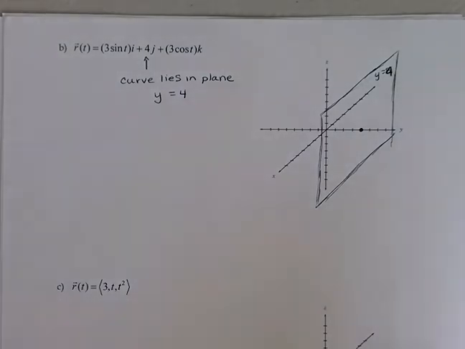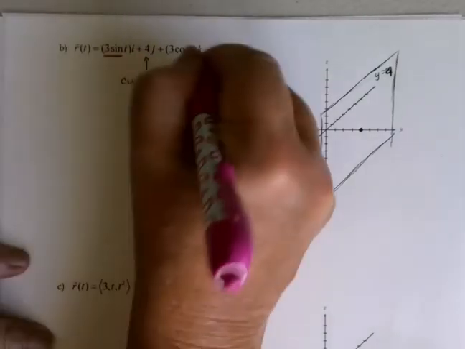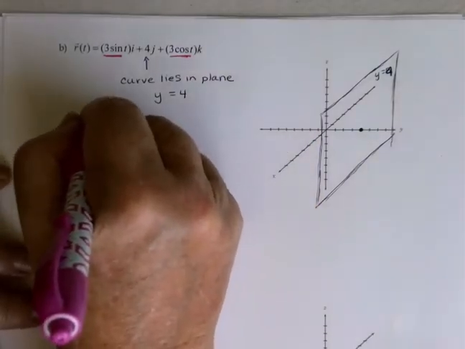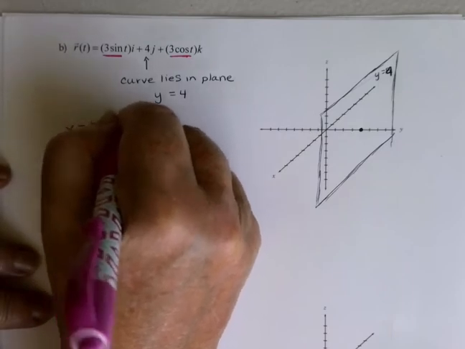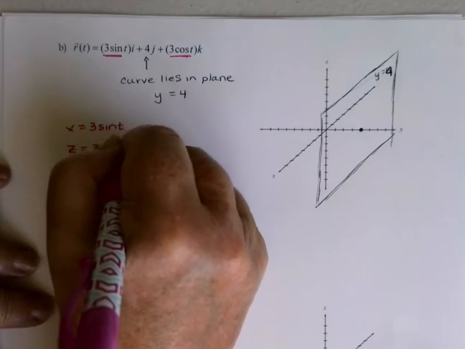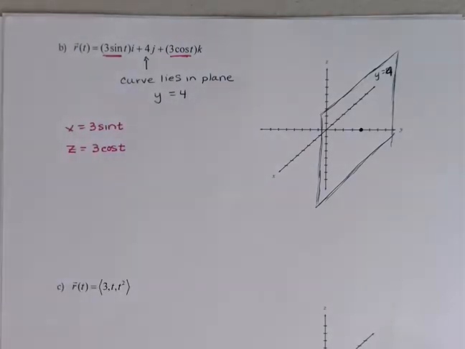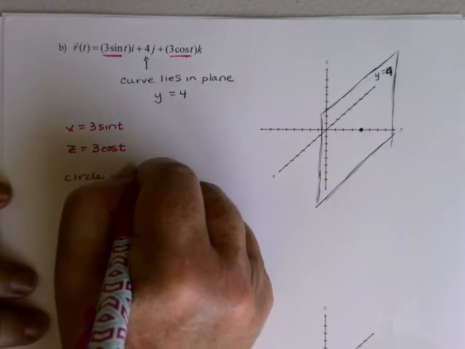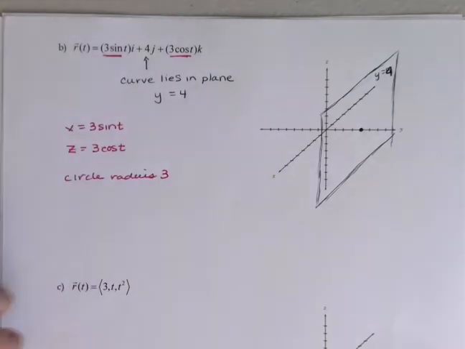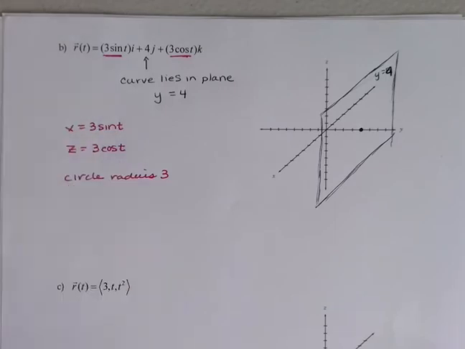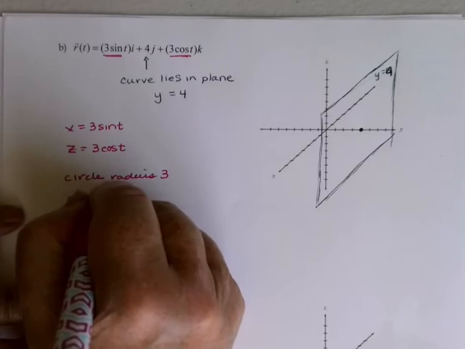All right, what's going on in that plane? Well, the curve this time is determined by the x and the z components. x equals 3 sine t, and z equals 3 cosine t. Once again, we've just been talking about these. It's a circle of radius 3 this time. And since x is the sine this time rather than the cosine, this one we're going to go around clockwise.